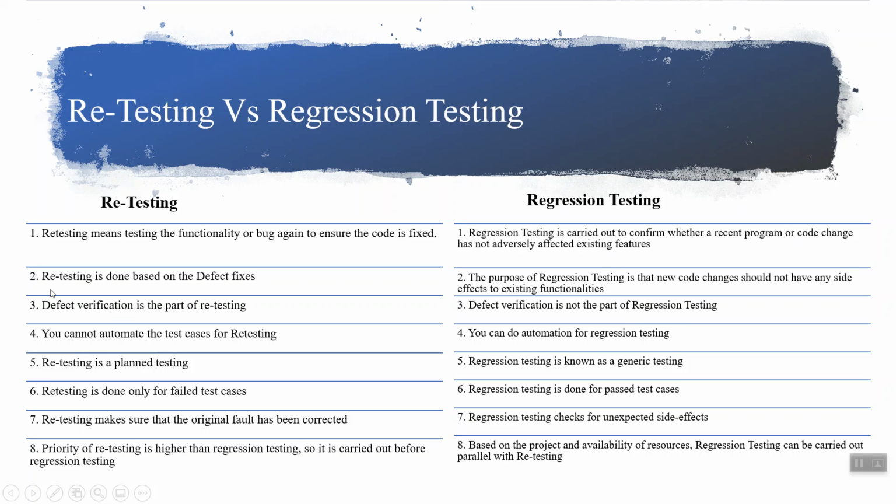The second one is that retesting is done based on the defect fixes, meaning the verification of the defects, while the purpose of regression testing is that new code changes should not have any side effects on existing functionalities. The third difference is that defect verification is a part of retesting, but defect verification is not a part of regression testing. You cannot automate the test cases for retesting, while you can do automation for regression testing.